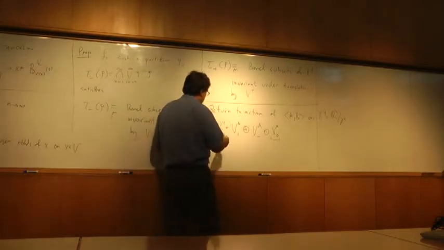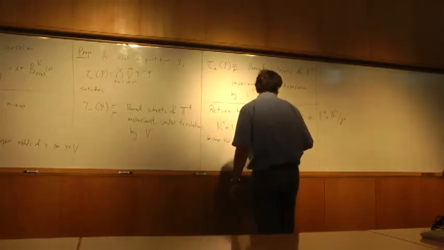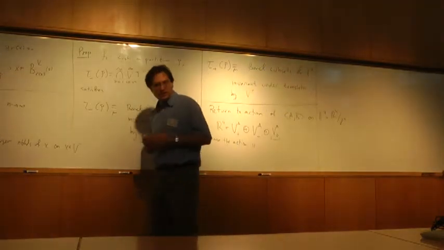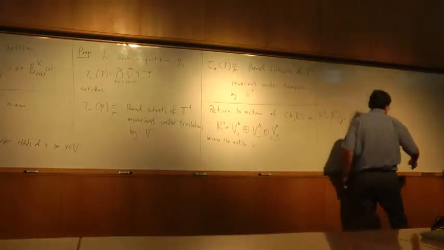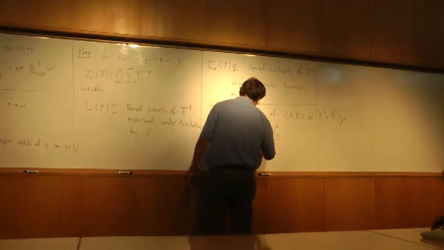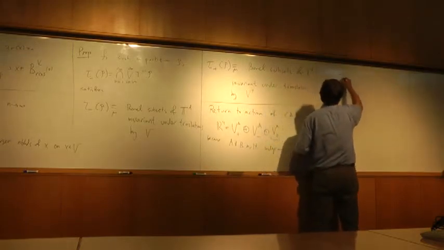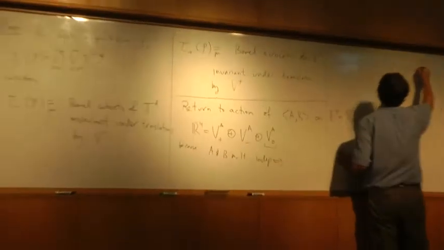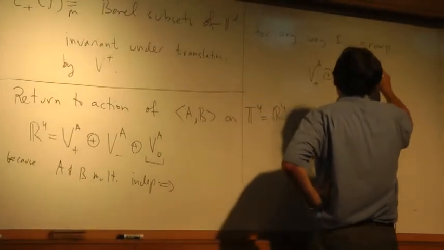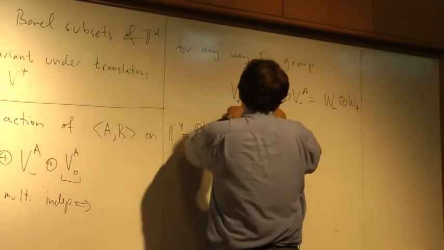Because A and B is a Z2 action, it's an honest Z2 action, because A and B are multiplicatively independent, then for any way I can group, I take these two things, V plus A, V0 A, V minus A, and I group them in some way into W minus and W plus. So maybe I take W minus as the sum of this and W plus as this.